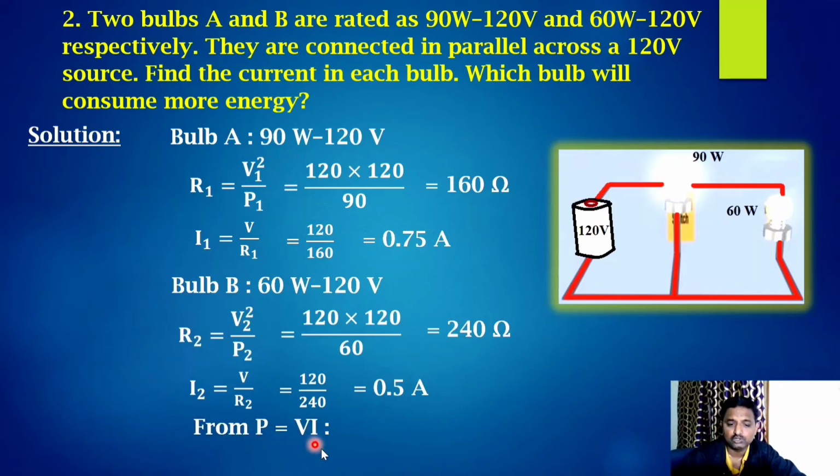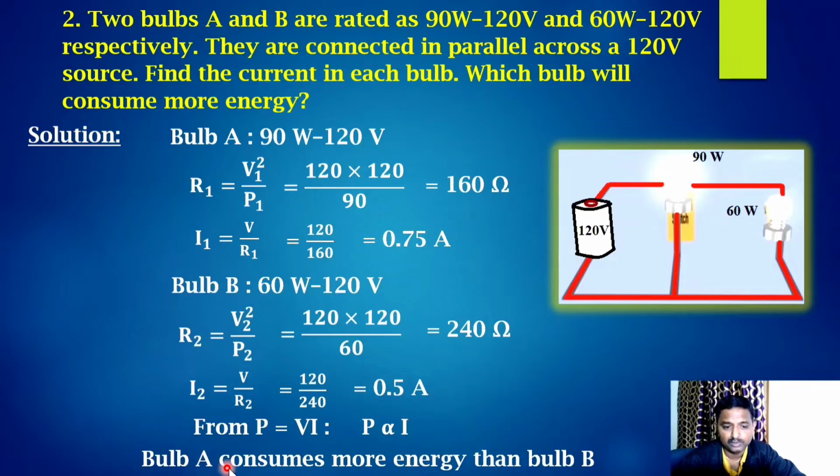So from P is equal to VI, we know that at constant voltage, power is directly proportional to I. So here among bulb A and B, through bulb A, more current is flowing. So here power consumption will be more in bulb A. So bulb A consumes more energy compared to bulb B.